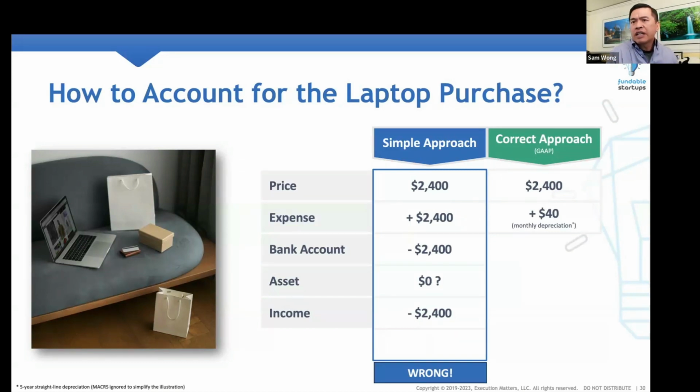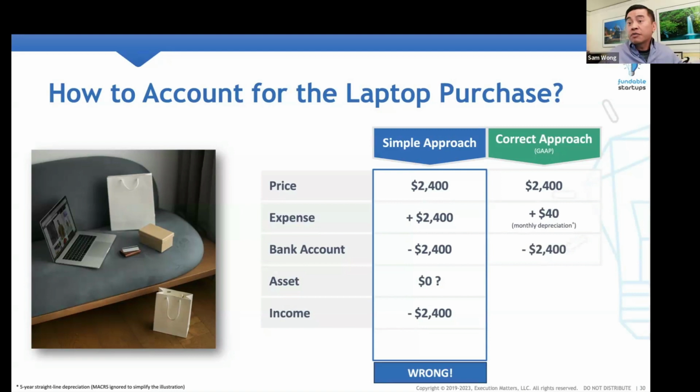Well, why did you pick 5 years? Because that's what the IRS defines. If you're in the United States, that's what the taxing authority defines as the useful lifespan of a laptop computer. So you're supposed to depreciate it over the useful life of 60 months, $40 a month.